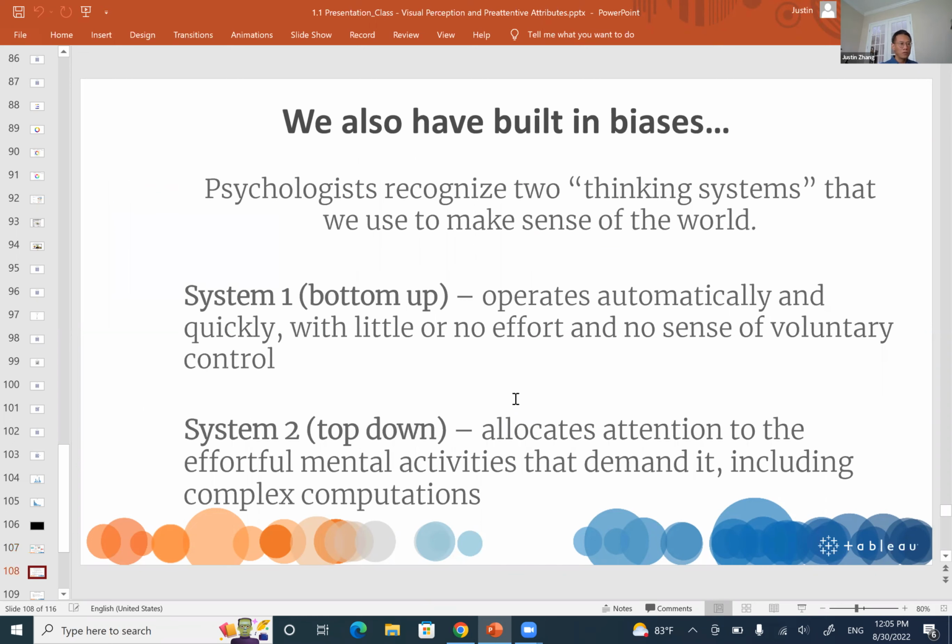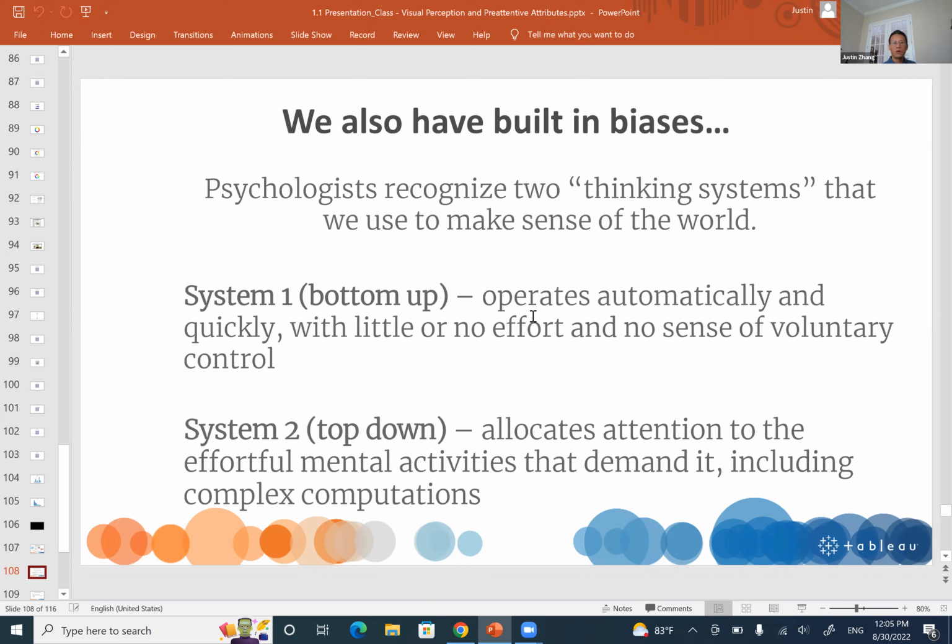As human beings, we actually have some built-in biases. Psychologists recognize two thinking systems that we normally use to make sense of the world, which we call system 1 and system 2. System 1 is a bottom-up system. System 2 is a top-down system.